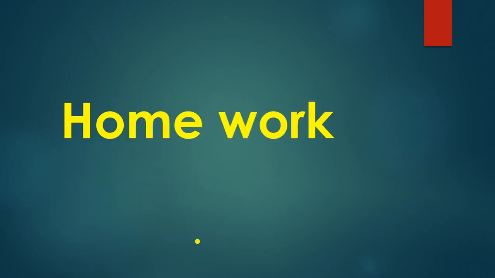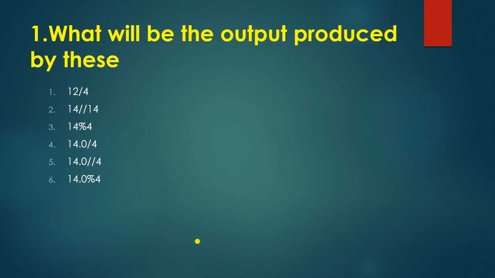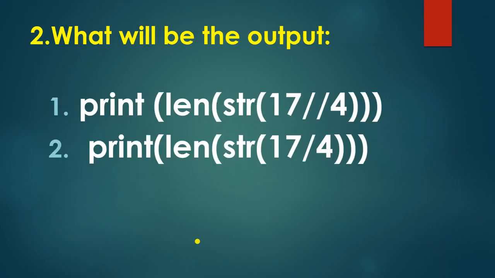Now, your homework. This is question number 1. You have to find the output of these, for example 12 divided by 4. What is the answer? These are a total of 6 questions, and you have to write the answers. The second one is what will be the output? This is a print statement in which you are calculating the length of a string. First do the float division, which gives the answer as a string, then calculate the length of this string.